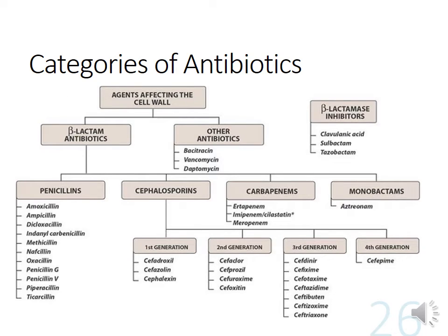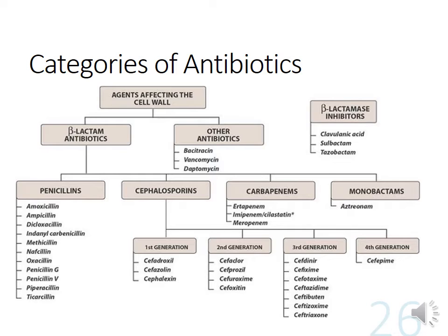So the first group of antibiotics that we'll talk about are going to be agents that are affecting the cell wall. And so you'll see that there are many different agents that fall into this category of cell wall synthesis inhibitors. We're going to be talking about our beta-lactam antibiotics. Those kind of fall into a lot of different categories as well.